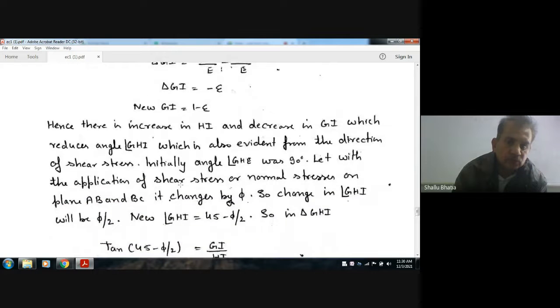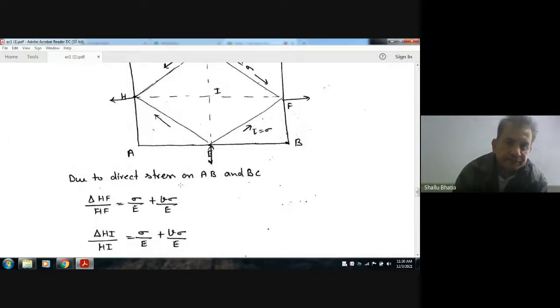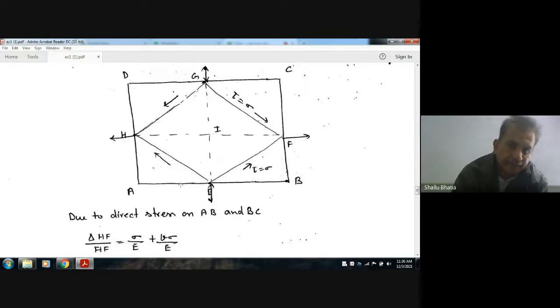So there is an increase in HI and a decrease in GI. It means this angle will decrease. This angle is initially 45 degrees. Since there is a decrease in GI and an increase in HI, there will be a decrease in this angle.